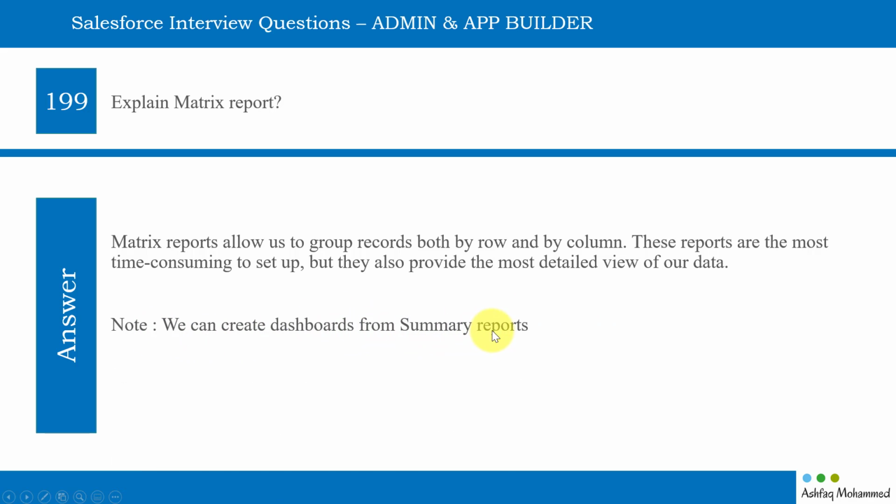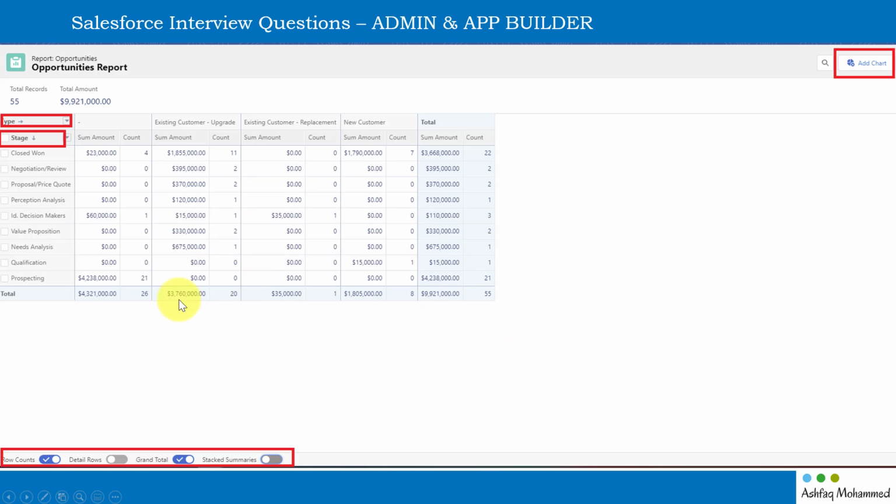We can create dashboards from matrix reports as well. Okay, so this is the example. I have grouped by row as well as column. This is a column type: existing customer, replacement, new customer, right? And the stages: closed won, negotiation and review, proposal and price quote, perception analysis. All these are my stages, right? So these are the rows and these are the columns. I have grouped by them. Okay, I'm taking the totals of each of them, right?